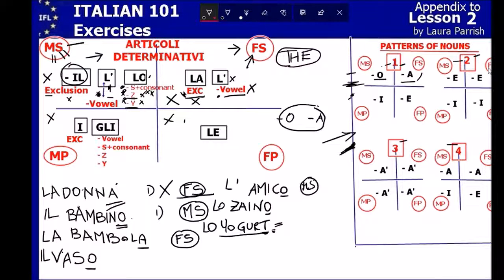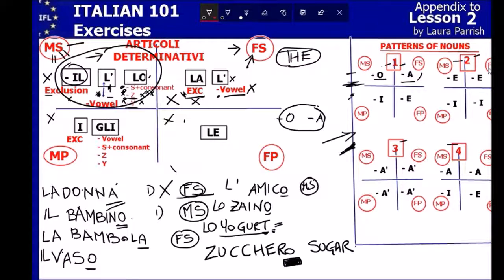Let's do maybe, this is a nice word: zucchero. You know what zucchero is? Zucchero is sugar. And you do the same. First step, you need to understand the gender and number of the word. When you know the gender and number of the word, you know it is masculine singular, and you go there and you do all the things we already did. So you find it here, it starts with a Z, so the right article is lo zucchero.